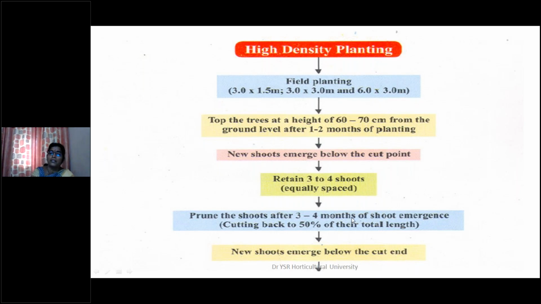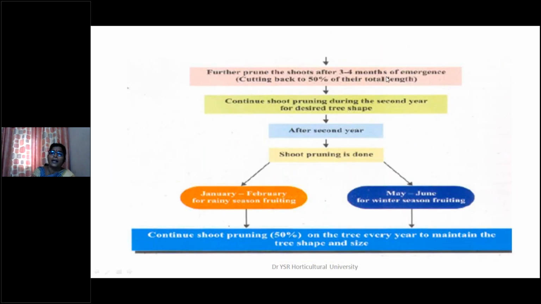After 3 to 4 months, these shoots are to be pruned, and here you have to cut back the shoots to 50% of their total length. That means if the shoot is 1 meter long, you have to cut it to 50 centimeters, retaining a 50 centimeter shoot on the tree. After this pruning, again you will get new shoots, known as secondary shoots, and these are also allowed to grow for 3 to 4 months. After that, same thing, you cut back to 50% of their total length. You continue this up to the second year, and after the second year you do the shoot pruning to allow the plant to do flowering and fruiting.